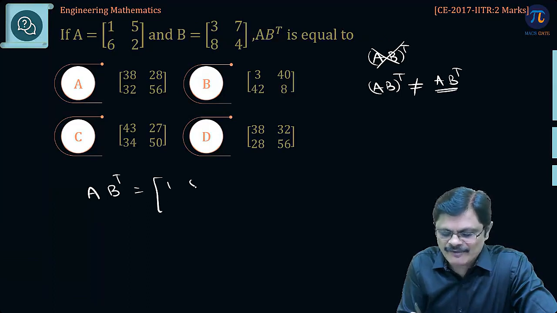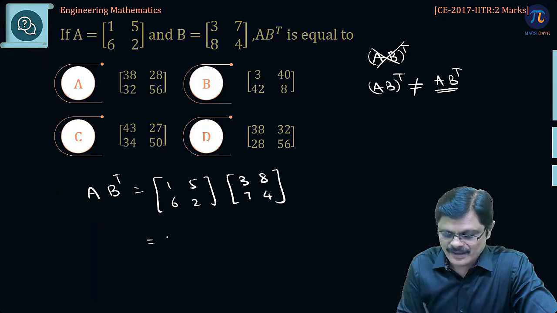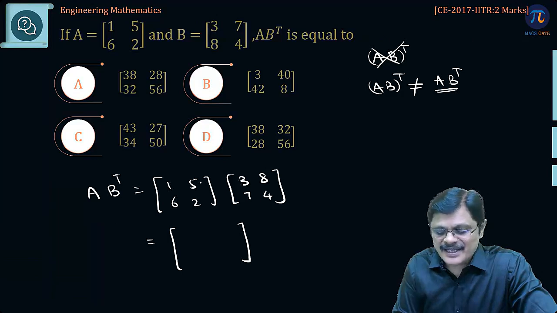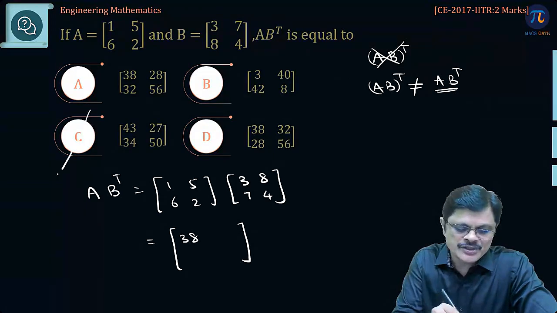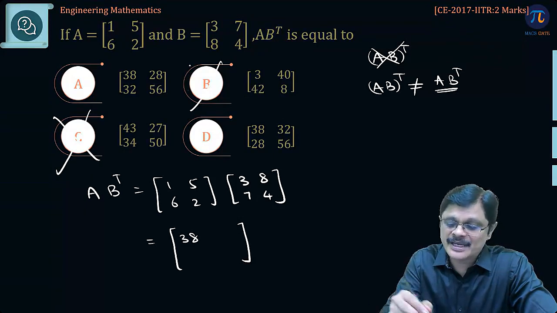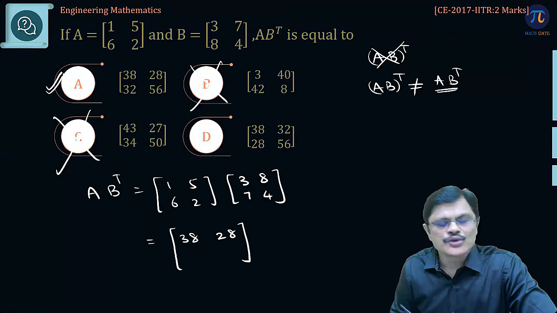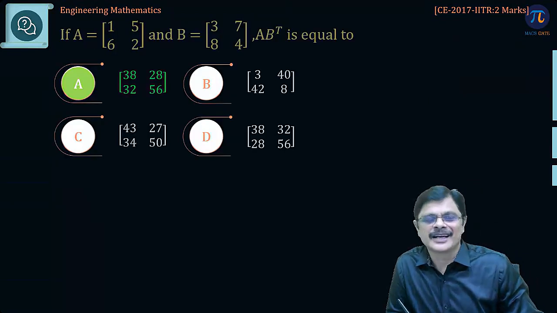So we just need to do A into B transpose. A is 1 5 6 2 and B transpose, that is the transpose of B, is 3 8 7 4. Do the multiplications, get the answer. 1 times 3 is 3, 7 times 5 is 35. You get 38. 38 is in only two options, so C and B are ruled out. Then again 8 plus 20, 28. That is only in option A. So the correct answer is option A.